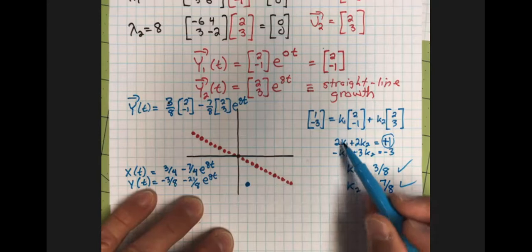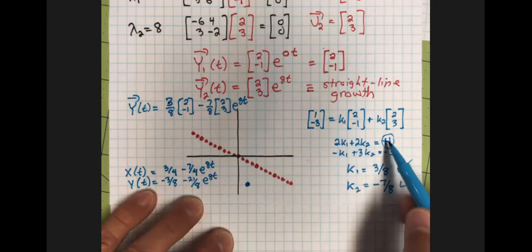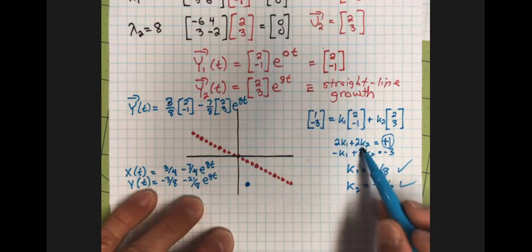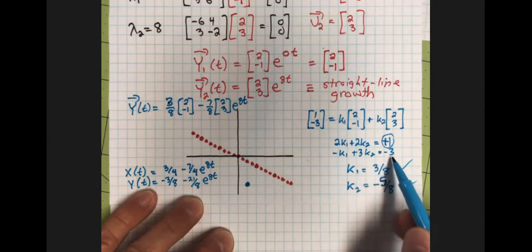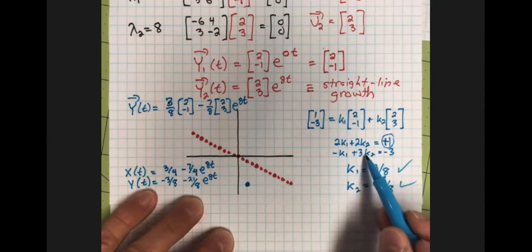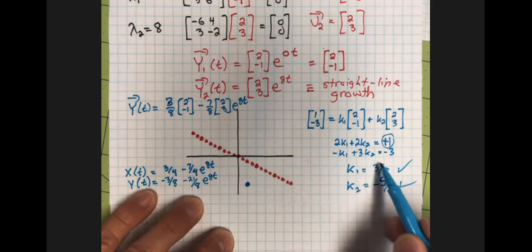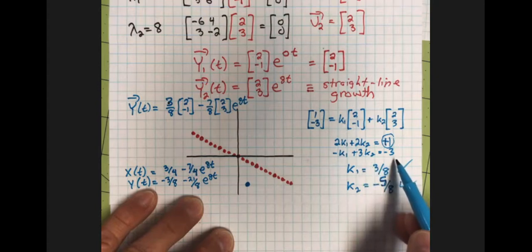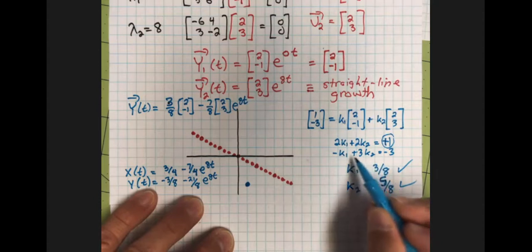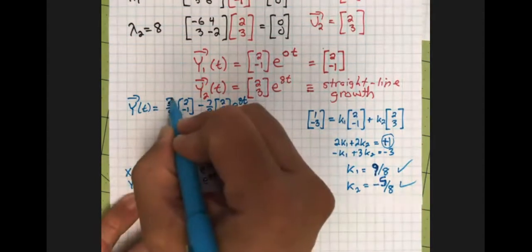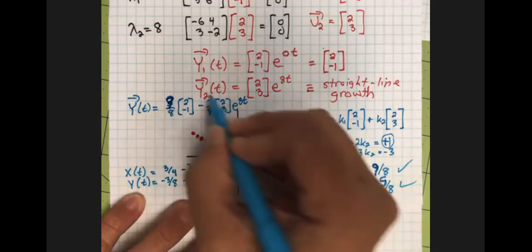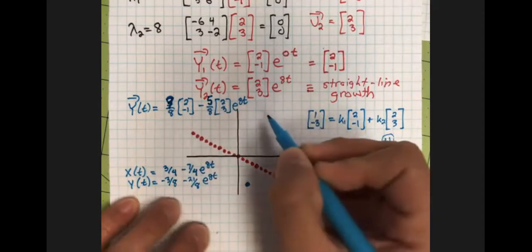I do 2 of these. 2 of these is 8. 2 of these is -5. And then if K2 is -5, it's -15/8, -24/8. Add to the other side, 15/8 is 9/8. Negative, so this is 9/8 positive. So let's change this to 9/8 positive and -5/8 negative.